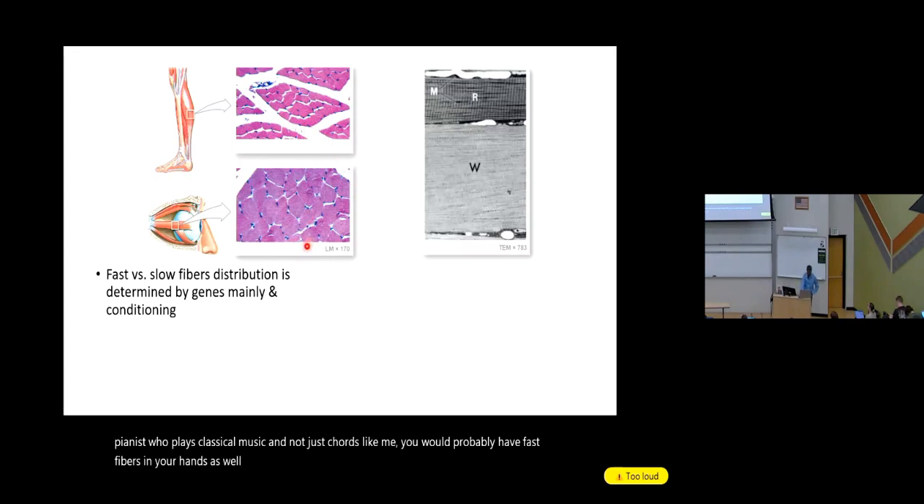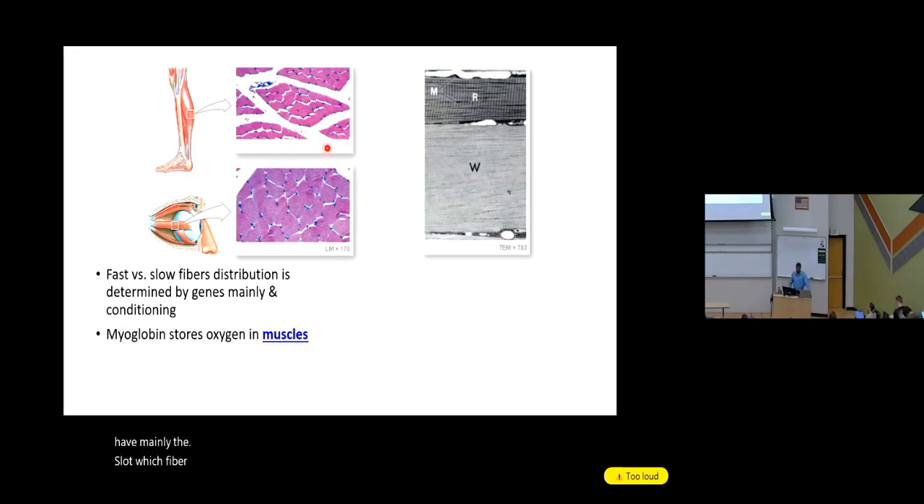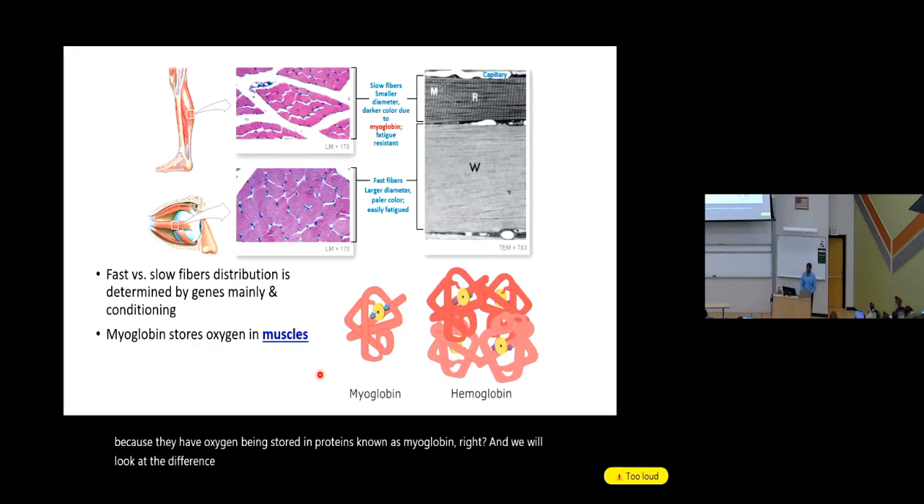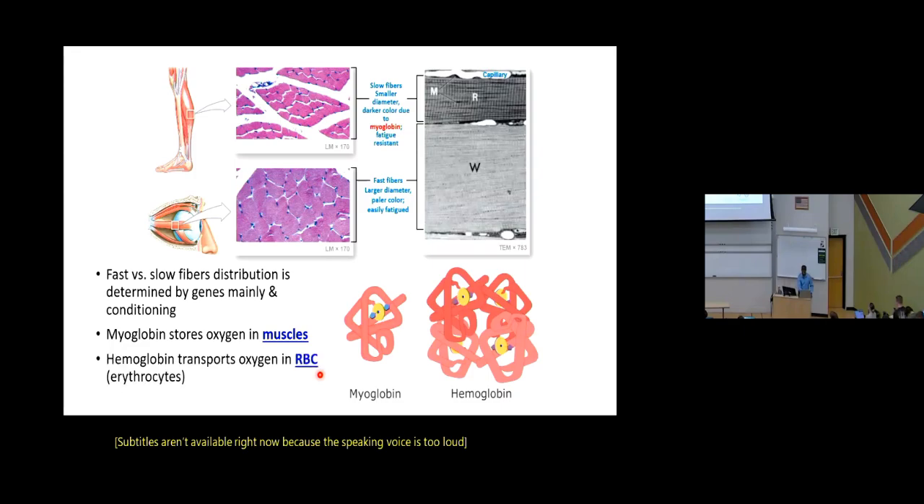And these are just pictures showing you that in the fast fiber the diameter is much greater than in these slow fibers, which are found in a muscle known as the soleus muscle. This is a muscle which helps you to stand for long periods of time. So you have mainly the slow twitch fibers here. We also find that these slow twitch fibers are darker in appearance because they have oxygen being stored in proteins known as myoglobin. Right, and we will look at the difference between myoglobin and hemoglobin when we talk about how oxygen is transported in the blood.